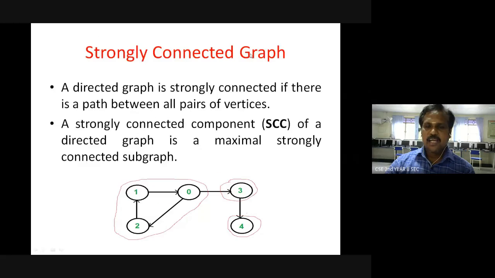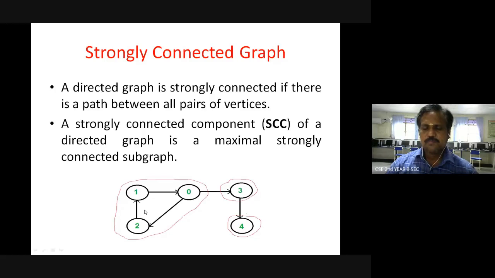Next, strongly connected graph. A directed graph is strongly connected if there is a path between all pairs of vertices. From 1 to 0, 0 to 3, 3 to 4, and from the node 2 to 1, 1 to 0, 0 to 3, 3 to 4. From the node 0, 0 to 3, 3 to 4, 0 to 2, 2 to 1. So we can traverse all the vertices from any other node.